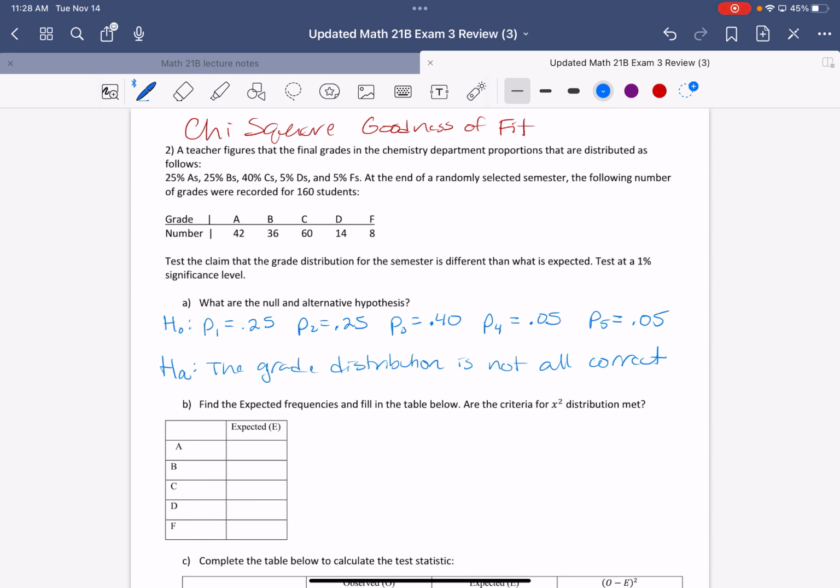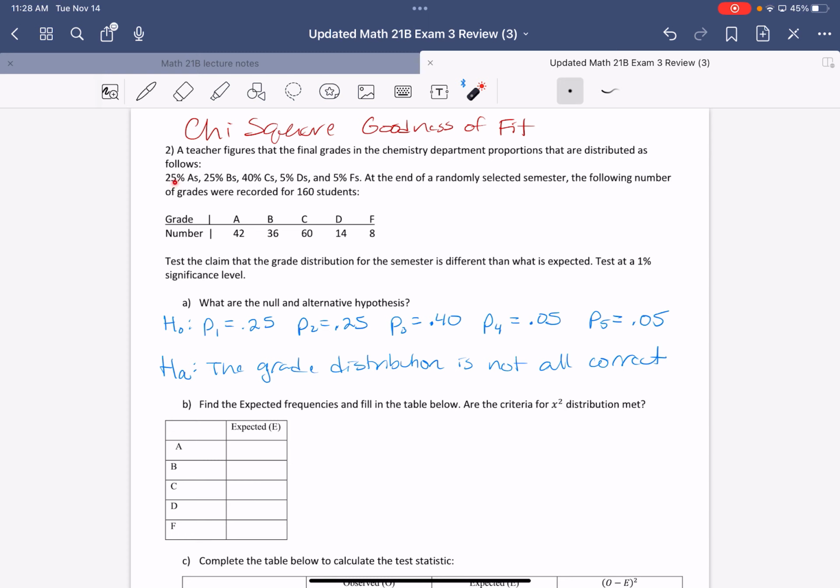Can I also put not all final grades are the same? No, you don't want to say that not all final grades are the same, because we're not saying they're the same. We're saying they're these percentages here. Okay.